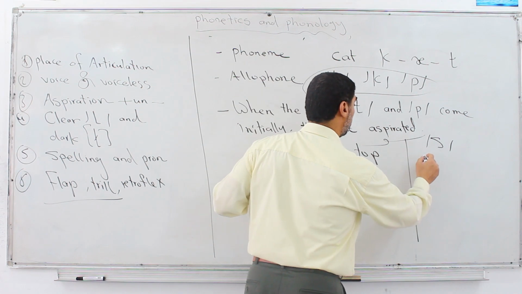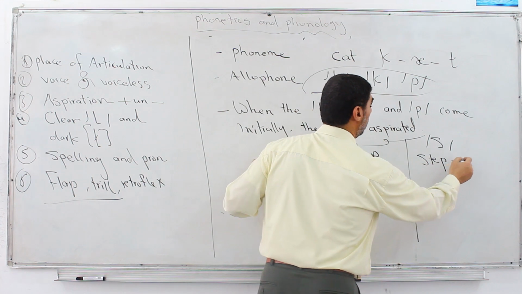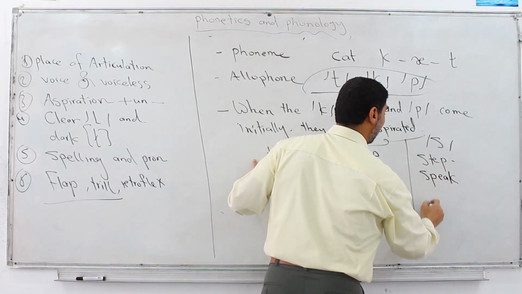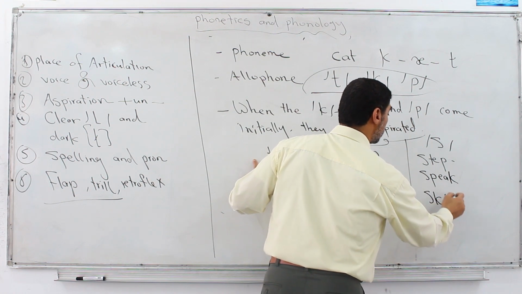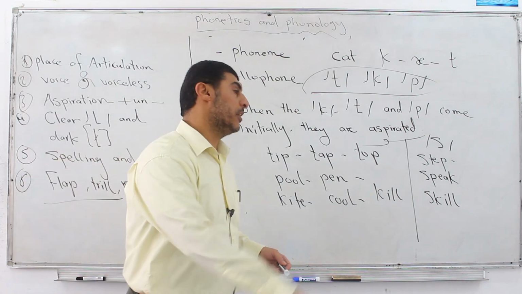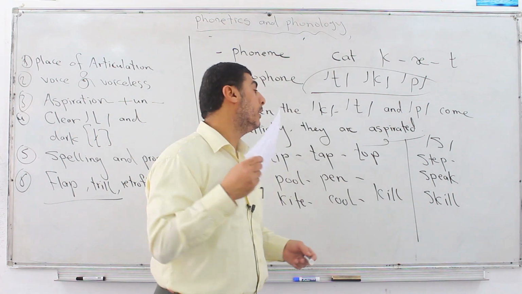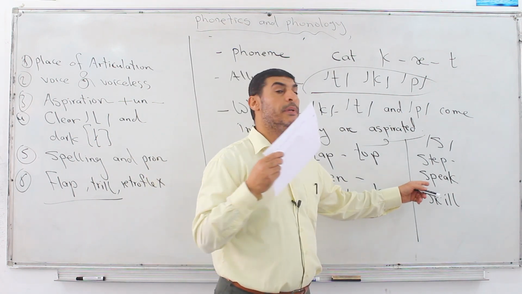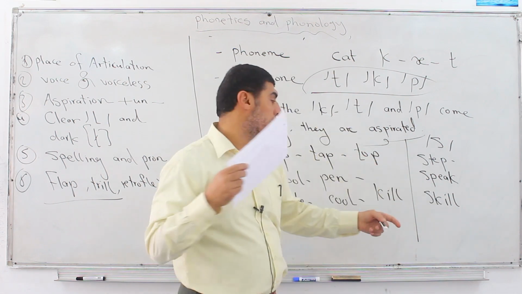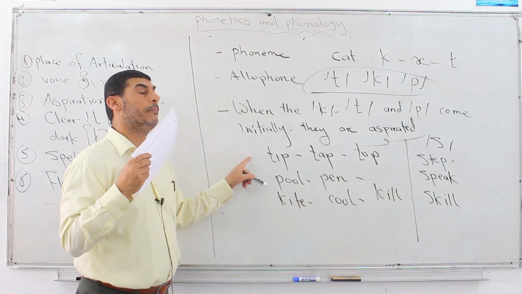We say, number one, step, speak, skull. Okay, we are going to do some observation. Step, speak. The paper is not moving. Skill. But notice here, tip, pull, kite.